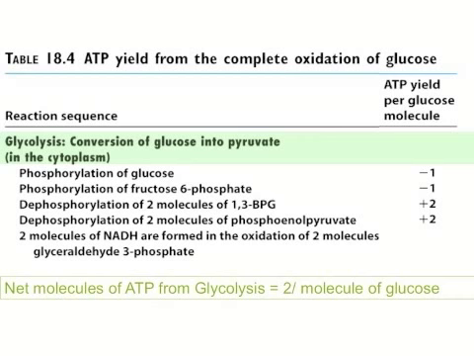In glycolysis, we're going to convert glucose into pyruvate in the cytoplasm. You lose one ATP for the phosphorylation of glucose. You lose another one for the phosphorylation of fructose 6-phosphate. But you gain 2 with the dephosphorylation of 2 molecules of 1,3-bisphosphoglycerate, and another 2 for the dephosphorylation of 2 molecules of phosphoenolpyruvate. This leaves you with 2 net ATPs, and you also get 2 molecules of NADH from the oxidation of 2 molecules of glyceraldehyde 3-phosphate.